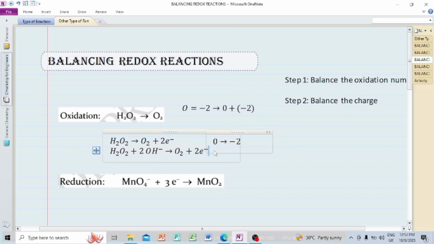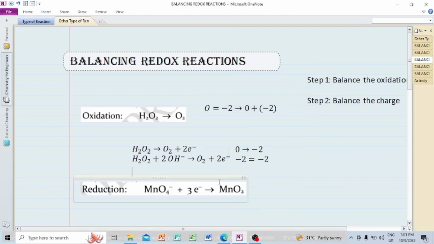So, this will become 0. So, from dito, meron tayong 2 times negative is negative 2 is equal to din. So, equal na yung charge nila. So, step 3. The step 3 is to balance na natin yung atoms na involved dito.